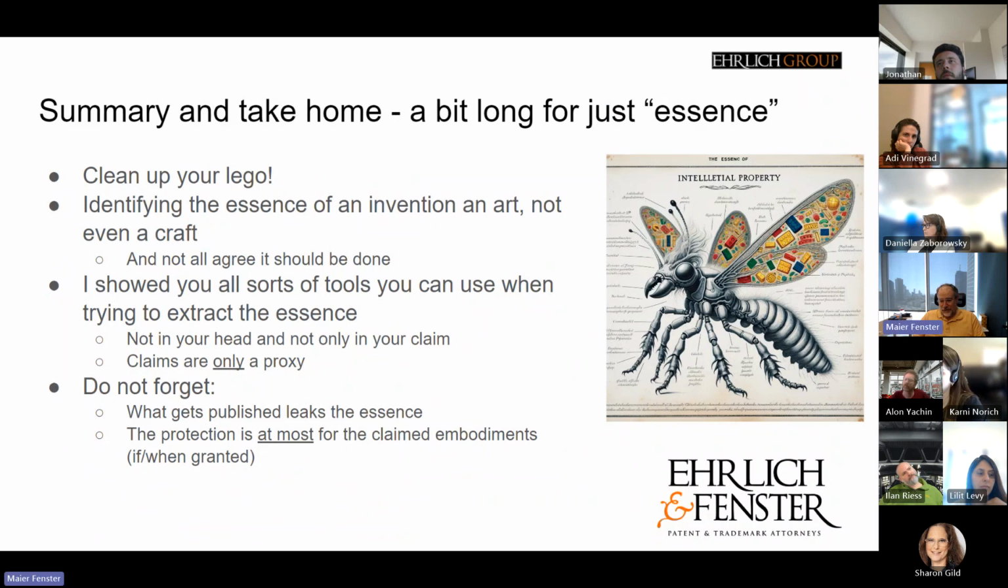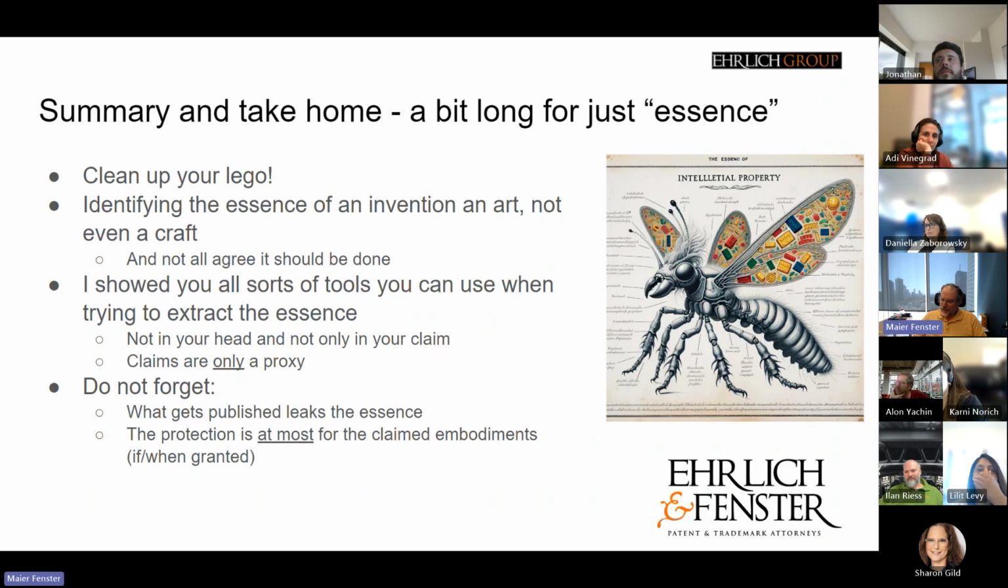So first, yeah, it's a bit long if all we're talking about is essence. What's the take home? First, you should clean up your Lego or you won't be able to play with it next week. Identifying the essence is an art, okay? It's not even a craft. And I want to emphasize, not everybody agrees that you should actually try to identify the essence.